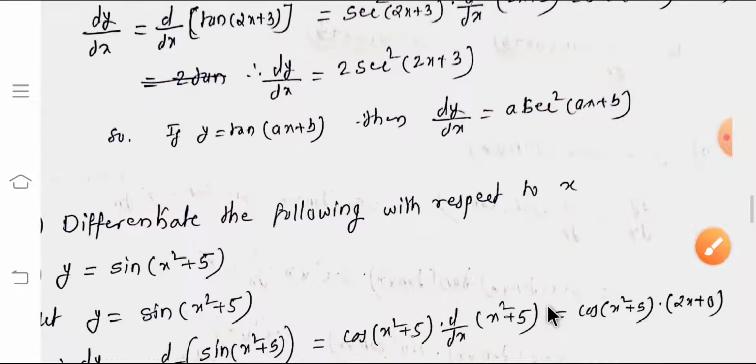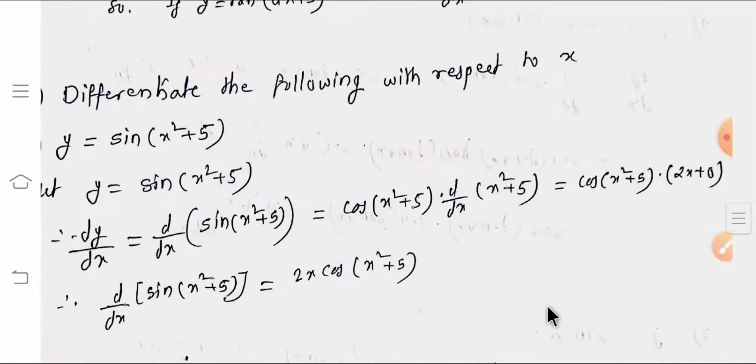Similarly, the next example is, differentiate y equal to sine of x square plus 5. So what is given? y equal to sine of x square plus 5. Then differentiating this with respect to x, dy by dx, what comes? That is d by dx of sine of x square plus 5. First we differentiate, considering this whole term as x.